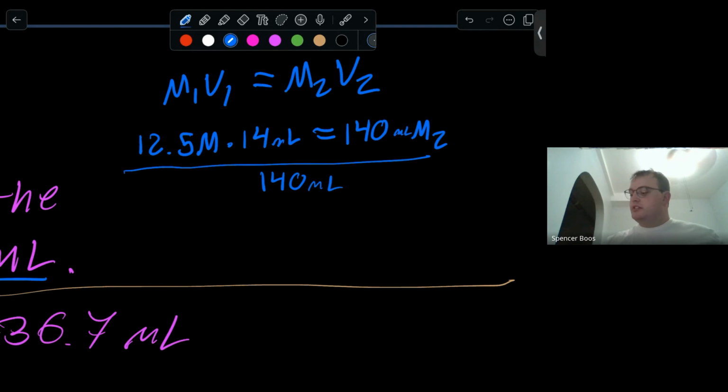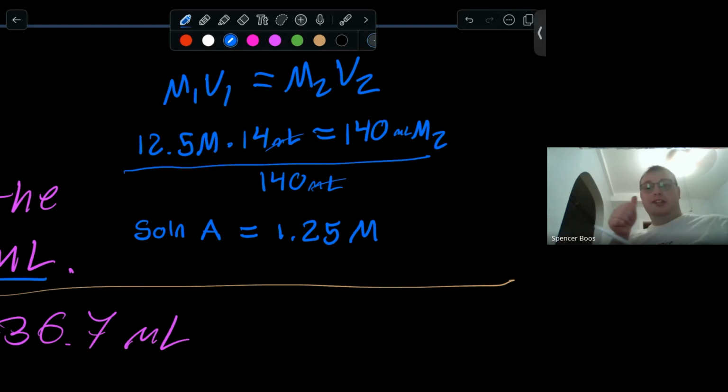Your milliliters cancel out. So you bring out your handy dandy calculator: 12.5 times 14 divided by 140. And we get that solution A is equal to 1.25 molar. This is great. Give yourself a little pat on the back, right? You did a good job.